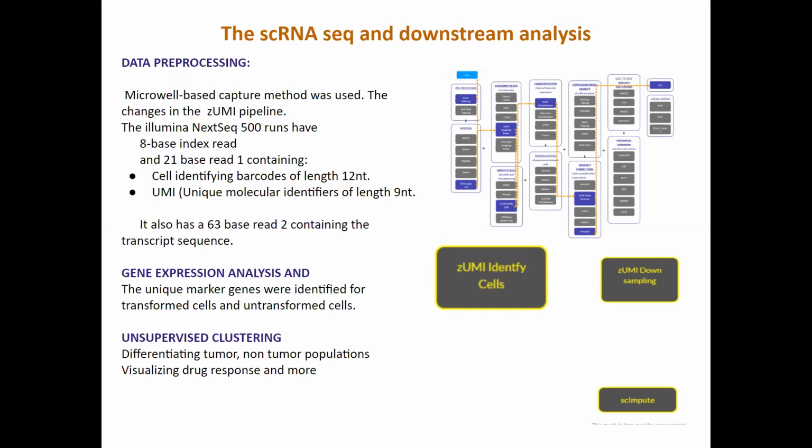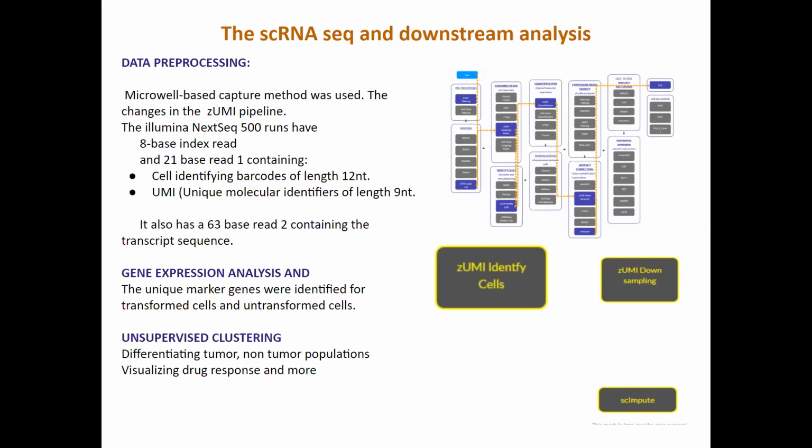What they mentioned was the Illumina NextSeq 500 runs, which we have thought to use instead of the other sequence runs in the data set. The Illumina NextSeq 500 runs had an 8 base index read, and the 21 base read had a 12 nucleotide length cell identifying barcode and a 9 nucleotide length UMI. That can be put in the parameters of the pipeline. And they also did the gene expression analysis according to the marker genes that Urja talked about.